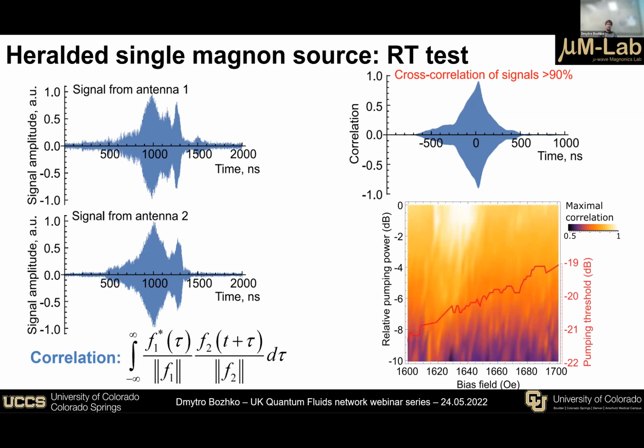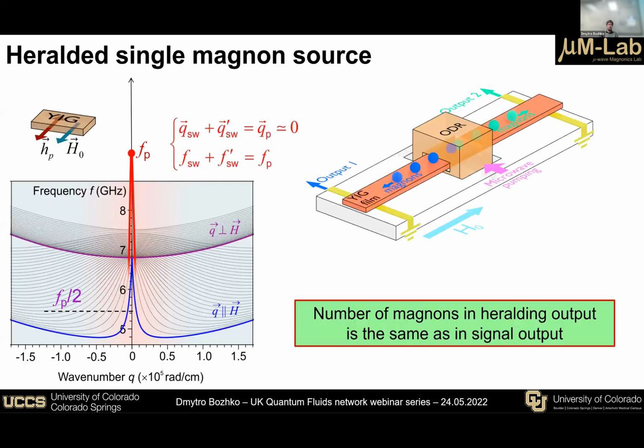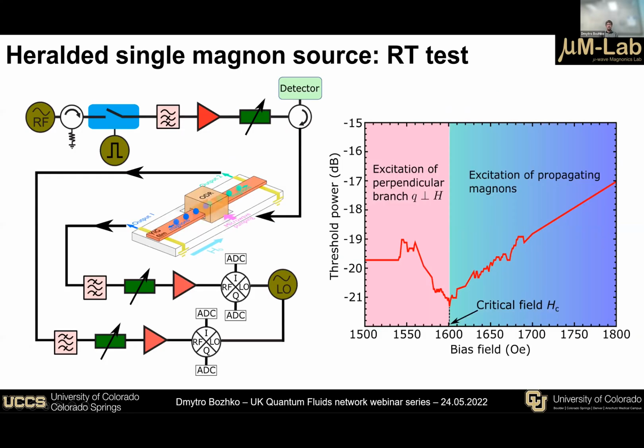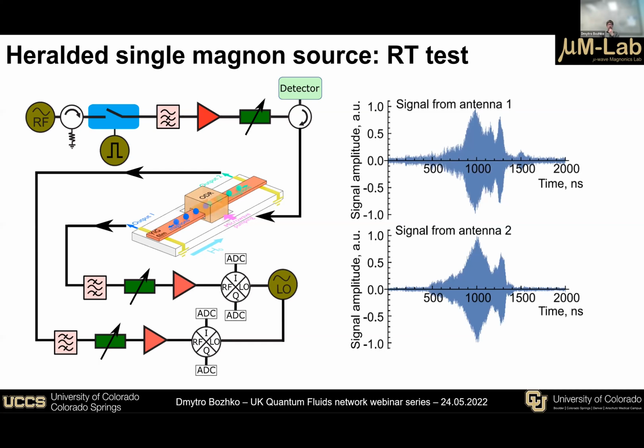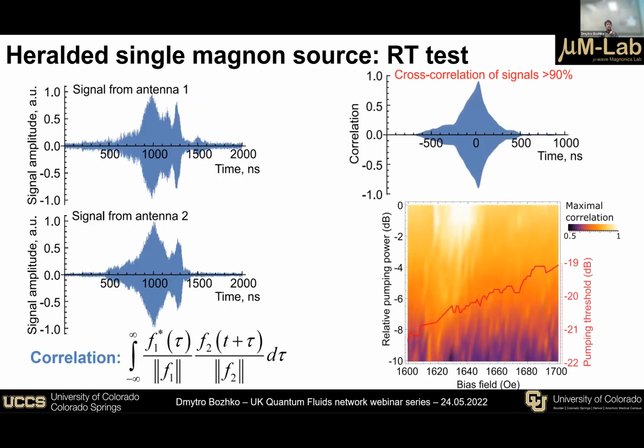And of course, the maximum correlation and maximum intensity of the generated signal occurs essentially in the region where we expect the generation of magnons by parametric pumping in this propagating region, like that. So this is the idea. And essentially, with this process, we can test quantum correlations even at room temperature.